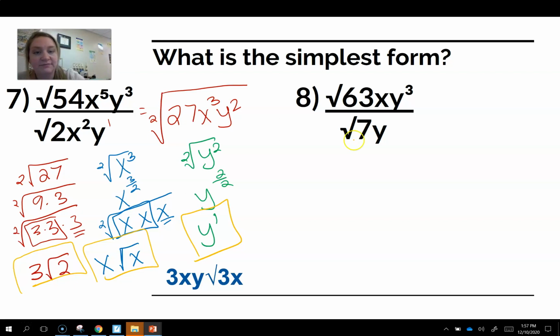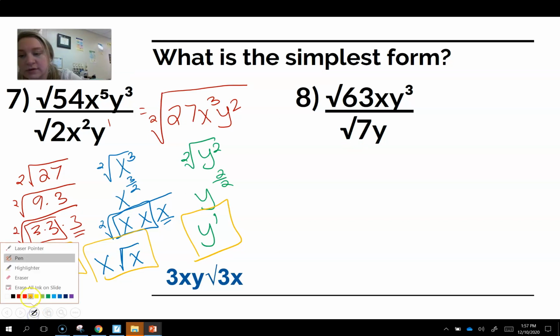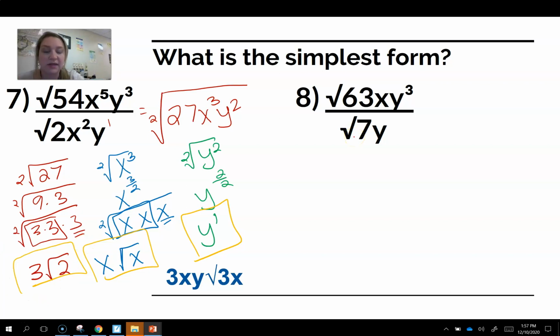All right, number 8. We have a fraction. It is both square roots, so we can keep going. So I'm going to divide and simplify each piece. 63 divided by 7, that is 9. X divided by nothing, so there's still an x, okay? Y cubed divided by y to the power of 1, I get to subtract. That becomes y squared. And this is all still in a square root.